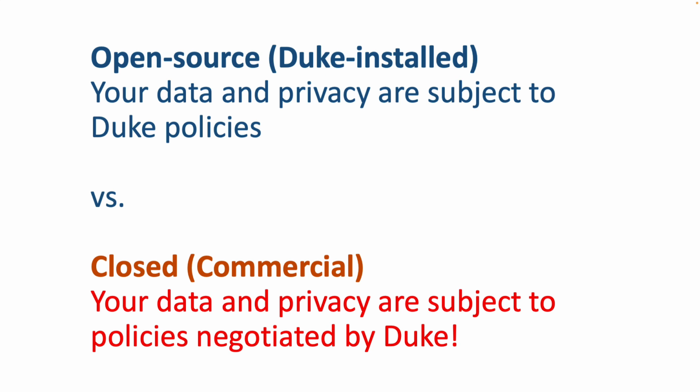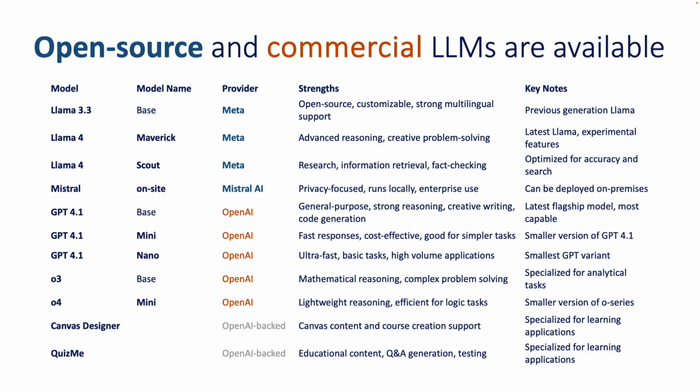So this is a really important distinction when we're thinking about open source versus closed source. Data that is staying completely on premises and subject to Duke's policies versus data that is leaving Duke premises and subject to other companies' policies, or importantly, other companies' policies that have been negotiated and is ultimately blessed by Duke.